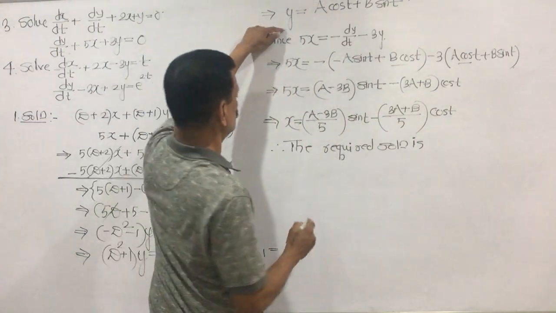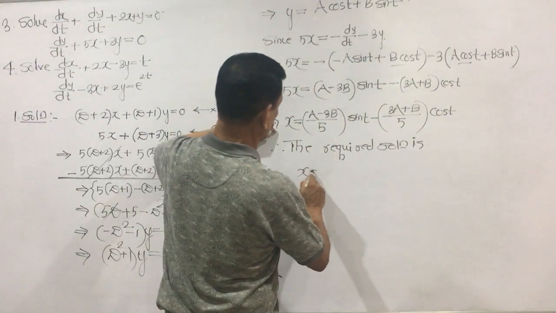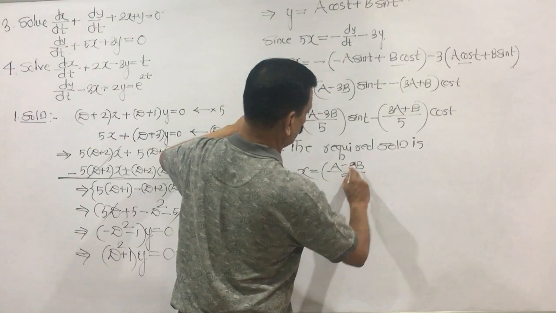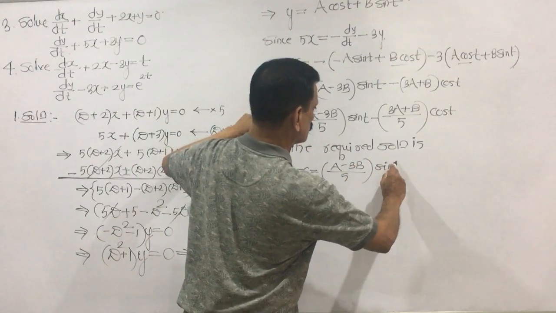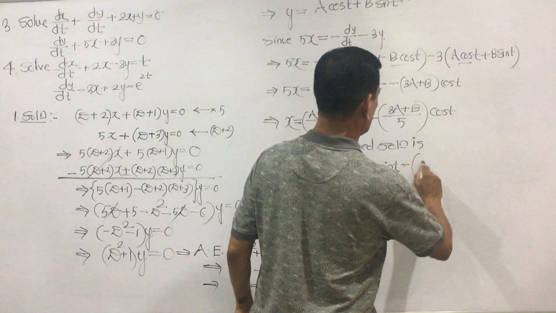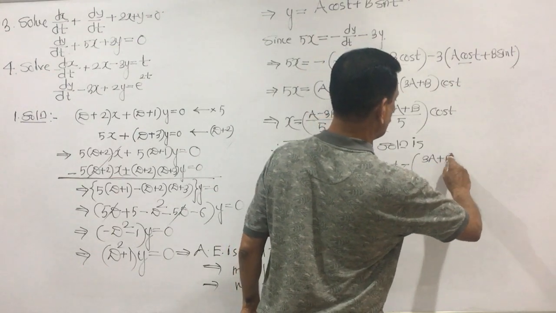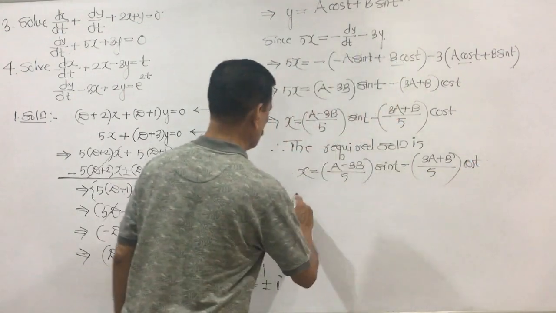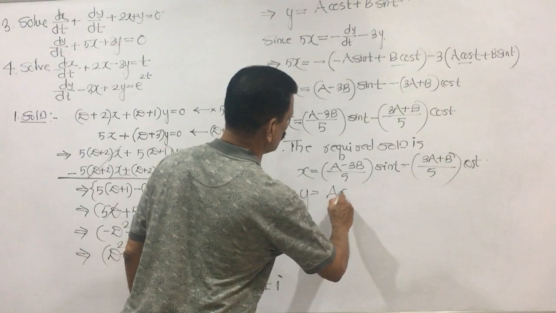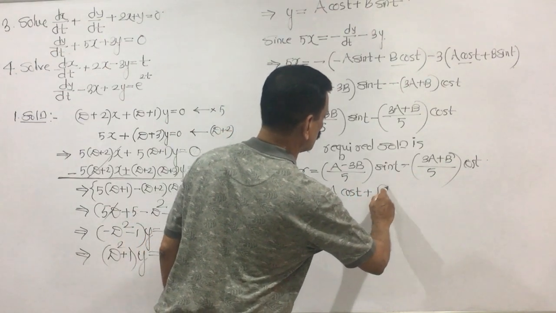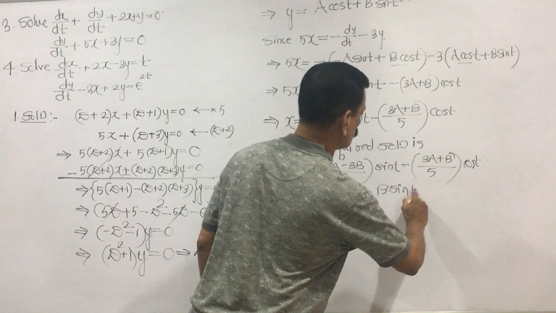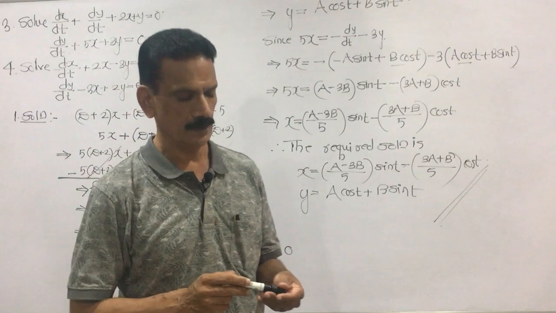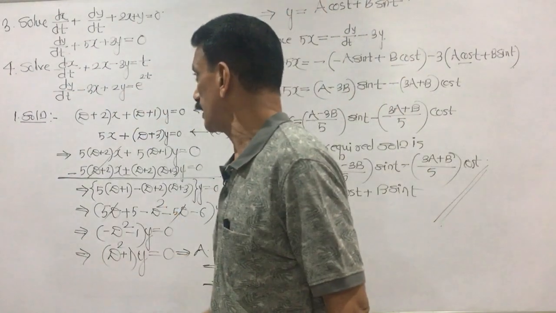See here I write this first, x is equal to a minus 3b divided by 5 into sin t minus 3a plus b divided by 5 into cos t, and y is equal to a cos t plus b sin t. So, these two together gives the required solution. Okay. After that, we shall go to the next example.